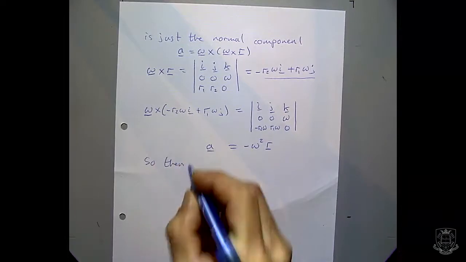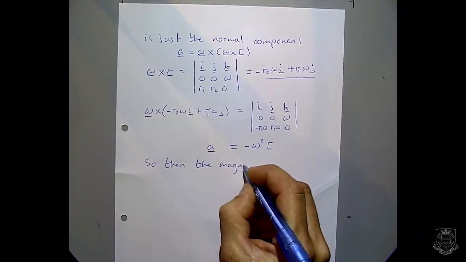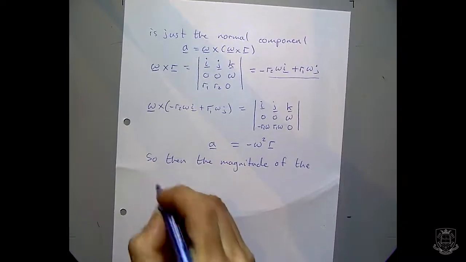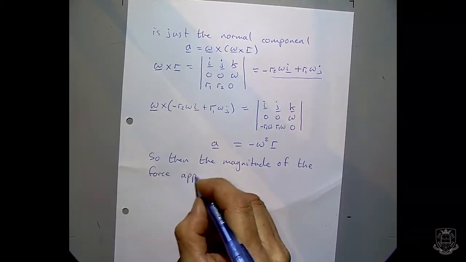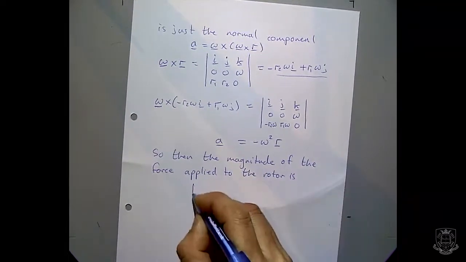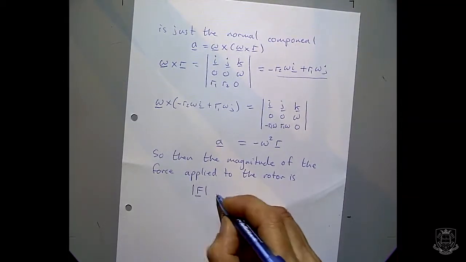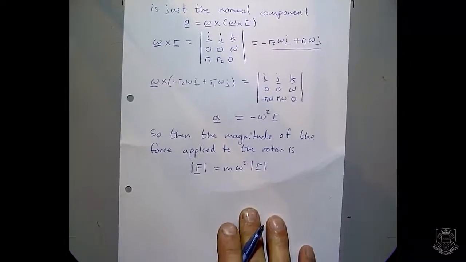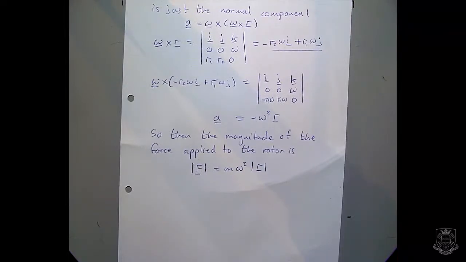So then the magnitude of the force applied to the rotor, so the size of the force vector, is equal to m omega squared times the size of the r vector. We're using absolute values here rather than putting in the signs, just to tell us what the size of the force is, because this thing is rotating around the whole time. So the direction of the force is going to be continually changing. So it's more useful just to think about the size of it, how big is the force that's being applied.